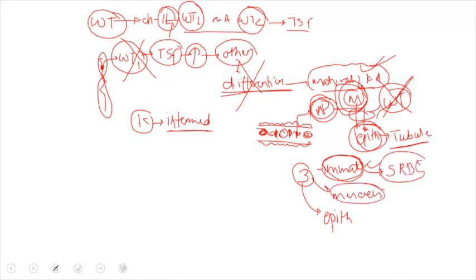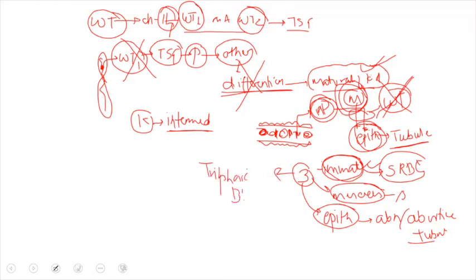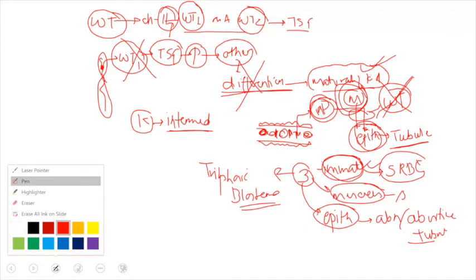Along with that, we can see the mesenchymal component in the form of stroma, and we can see the epithelial component in the form of abnormal tubules or abortive tubules. Okay? So as we can see, there are three different components in the histology of Wilms tumor, and hence the histological pattern in Wilms tumor is also called triphasic blastema. So I think now we are totally clear about the pathogenesis of Wilms tumor.